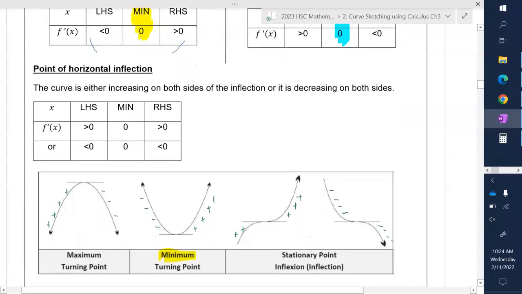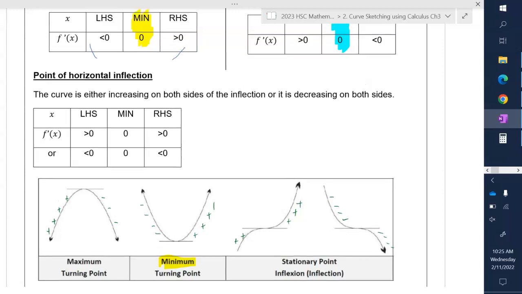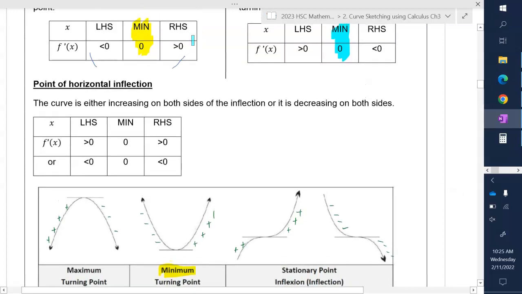A point of inflection. So these guys are the points of inflection. These are curves, and we're used to seeing them in a cubic curve, just y equals x cubed, where it comes down, hits 0, 0, and then changes direction. That's what a point of inflection is. The curve is either increasing on both sides of the inflection or decreasing on both sides of the inflection.